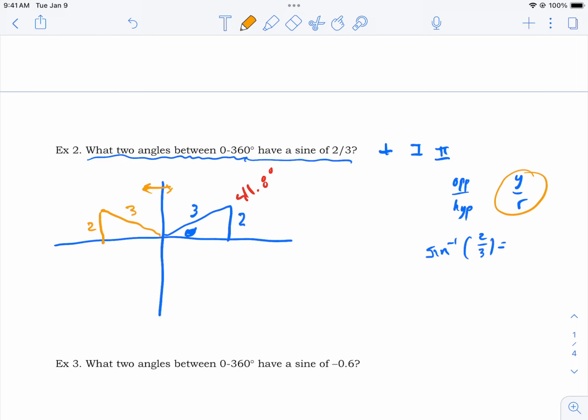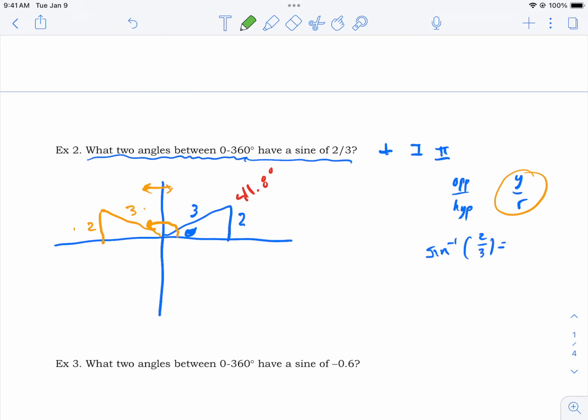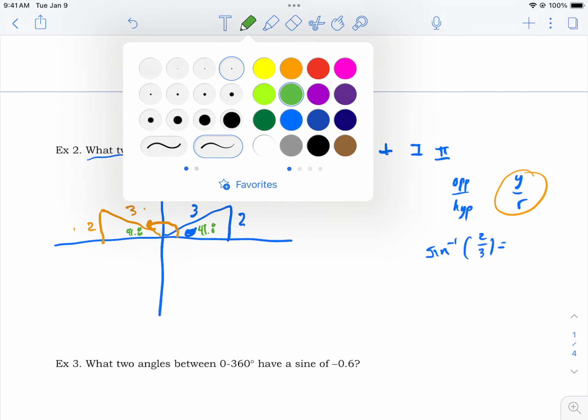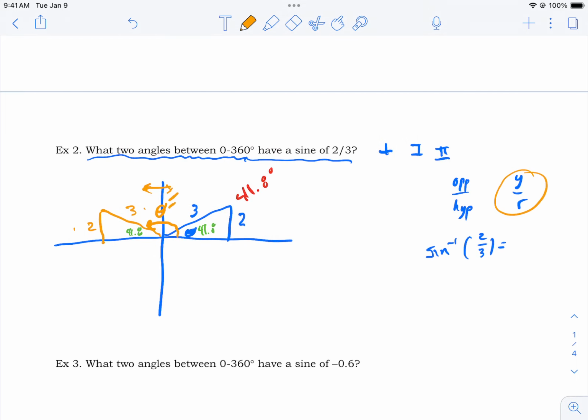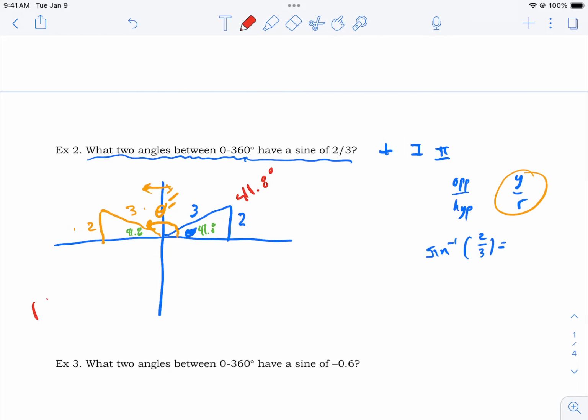So I've got a y over r, this is the y, this is the r, of 2/3. And so this angle would technically be from here to here, right? Now you can tell by symmetry that this is the same 41.8 that we got over here. But the angle that we're talking about is up here, theta equals. And so what is that angle? Well, it would be 180 minus 41.8. So let me put that in red. 180 minus 41.8. So I kind of filled up my diagram real fast.